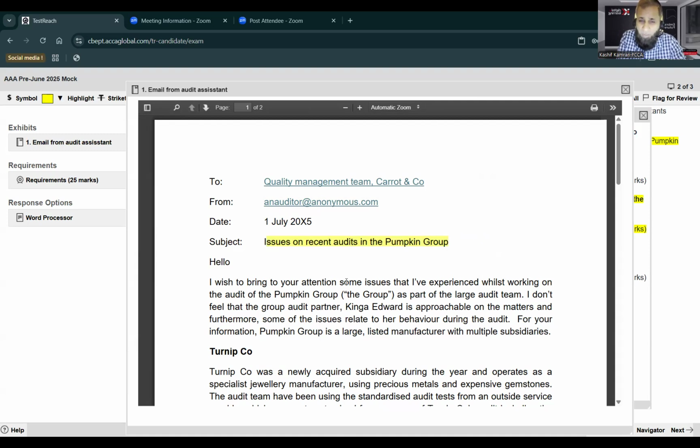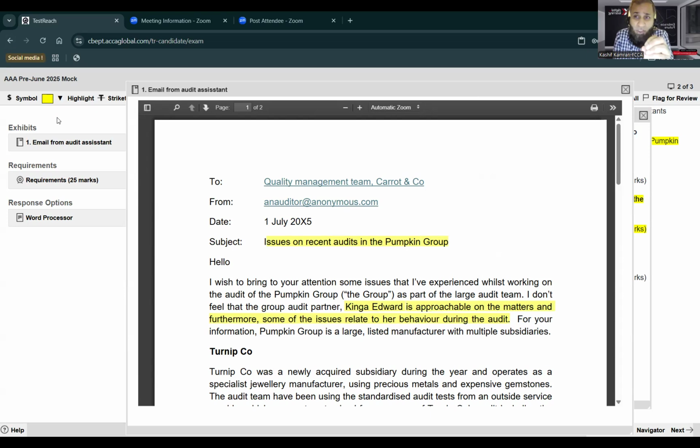Hello, I wish to bring to your attention some issues that I've experienced while auditing the Pumpkin Group as part of the large audit team. I don't feel that the group partner, Kinga, is approachable on matters, and furthermore, some of the issues relate to her behavior during the audit. So right up front, he's telling the quality manager that it was very difficult to approach Kinga and her behavior was not very good for the conduct of this Pumpkin Group audit, which is a large group and a listed group. So that's the first issue, right?